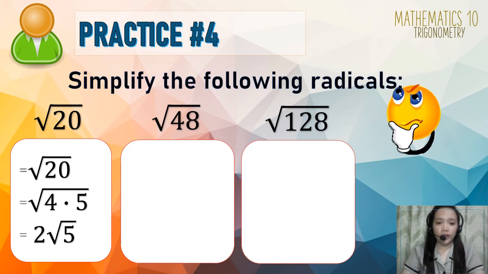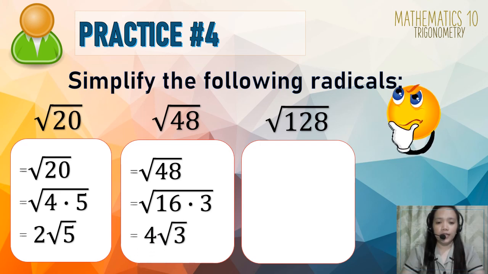Next, the square root of 48. 48 is not a perfect square number also. So we need to look for factors wherein one of those factors is a perfect square number. So we get 16 times 3. Now, to simplify further, the square root of 16 is 4, and simply copy the 3 inside the radical sign.